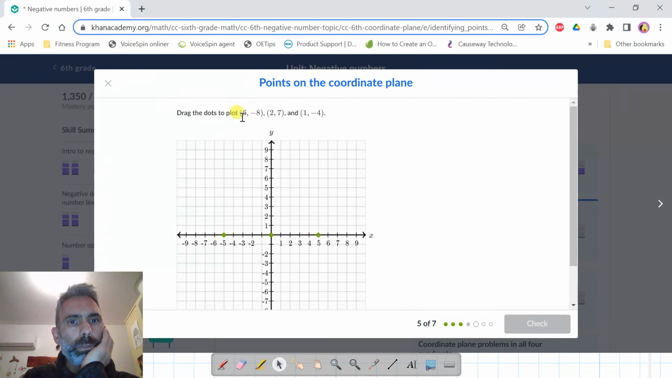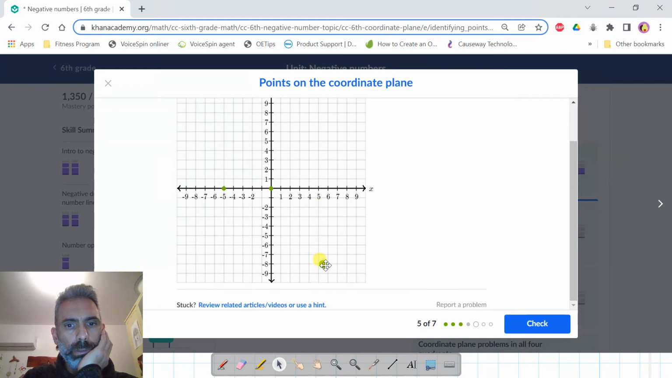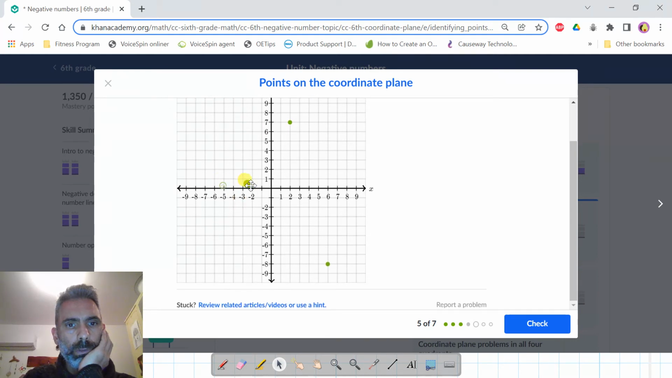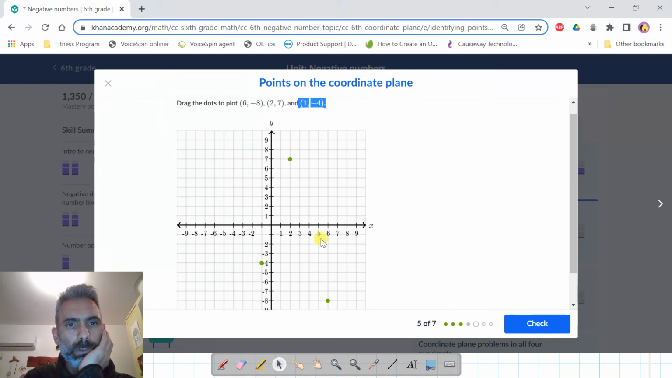Drag the dots to plot 6 and -8. So 6 on the x and -8 on the y. 6 and -8. Okay, so that's the first one. 2 and 7, 2 on the x, 7 on the y. And 1 and -4. So this is 1 and this is -4.